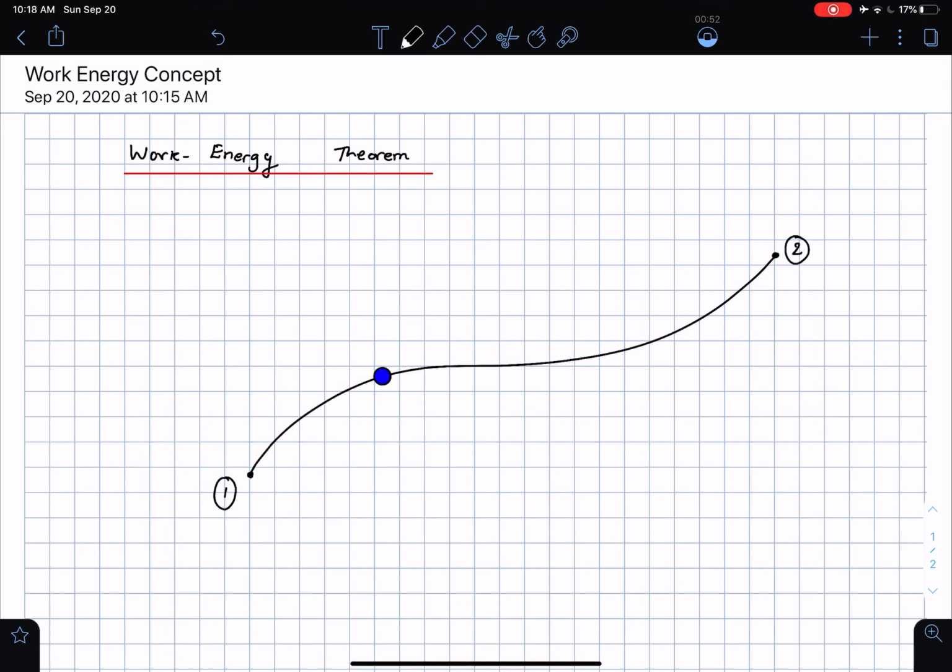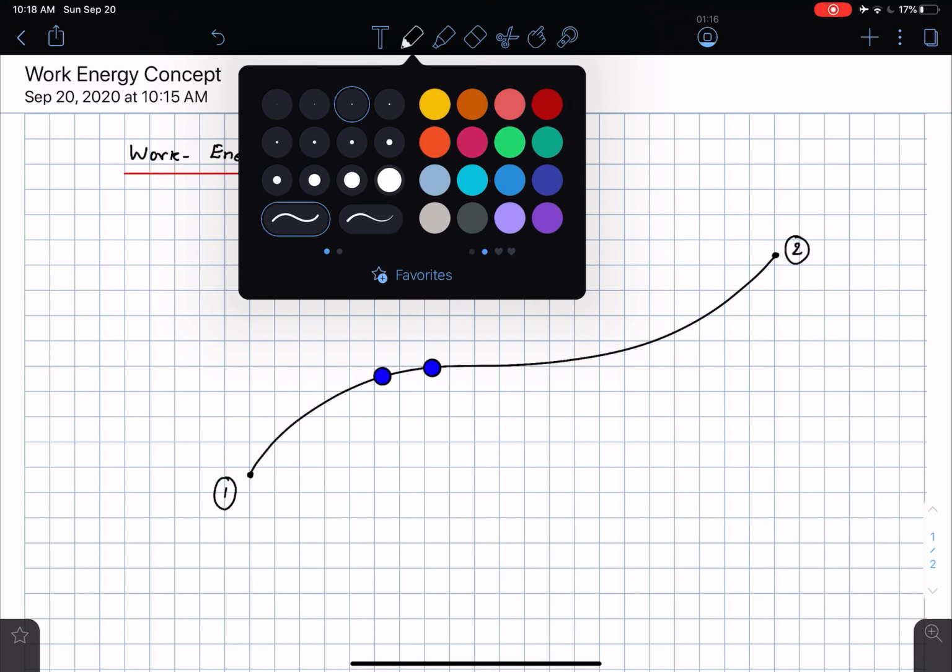Let's say that in a time interval dt, this particle moves from this position all the way to some position that is slightly away from where it is. So this is the position of the particle as it travels from one point in time to another over a time interval dt. Then, at any point in time, I can say the net force acting on the particle is the following.